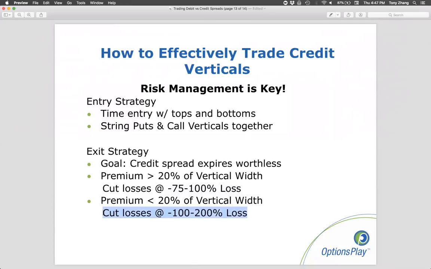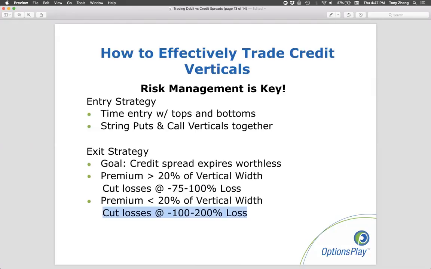So if you've sold a $10 wide credit spread and you've received $1 in credits, then you want to wait till you've lost about $2 to $3 on that trade before you start cutting your losses. Because you've received such a small amount in relation to the full credit spread, you can give yourself a little bit more room to lose money before you decide to cut your losses on that trade.